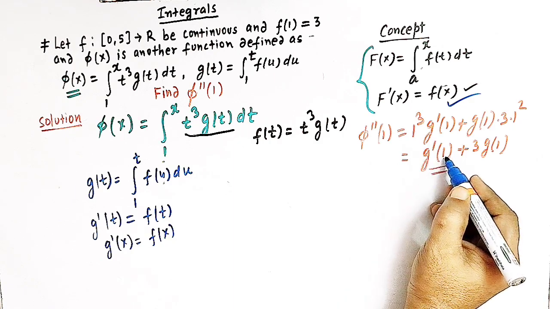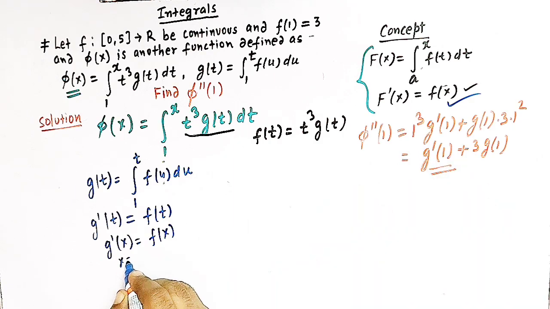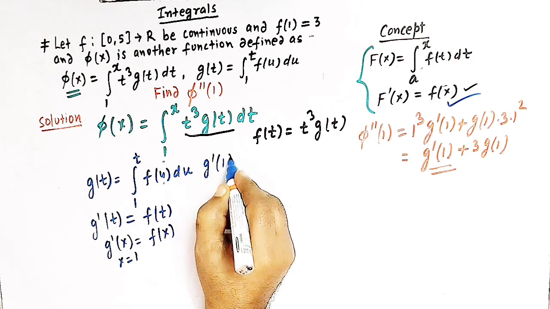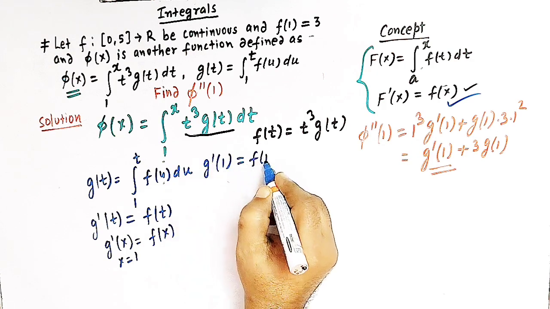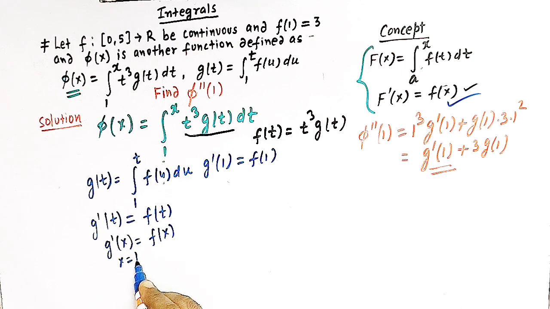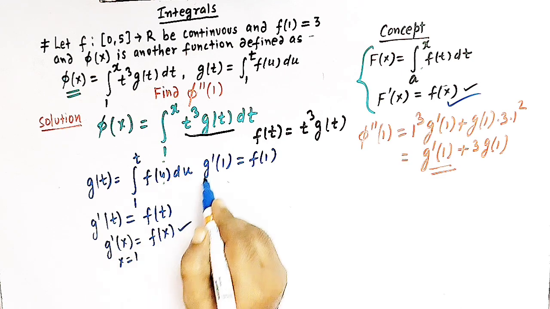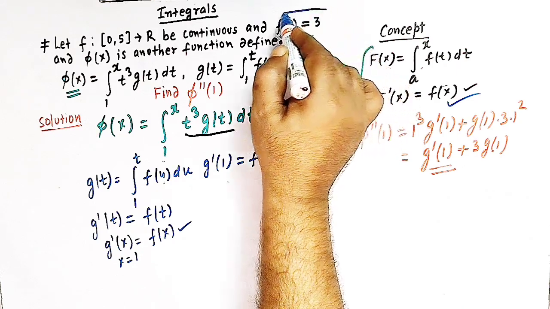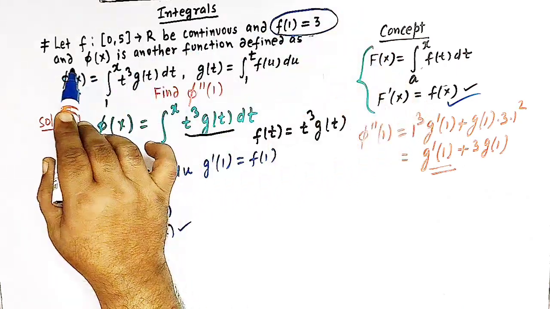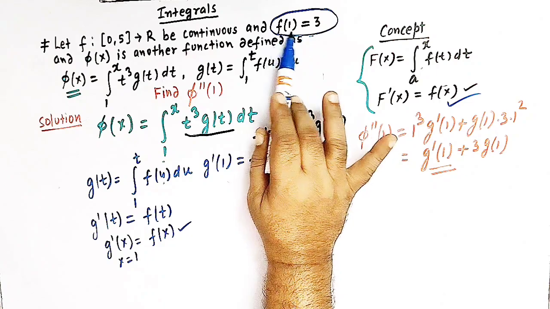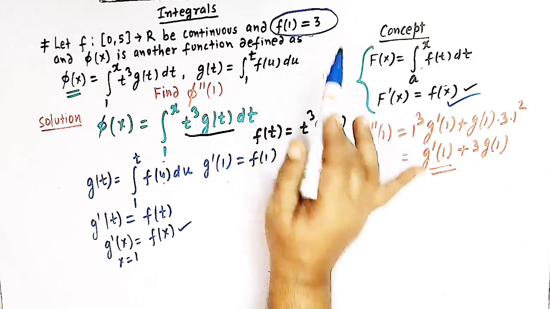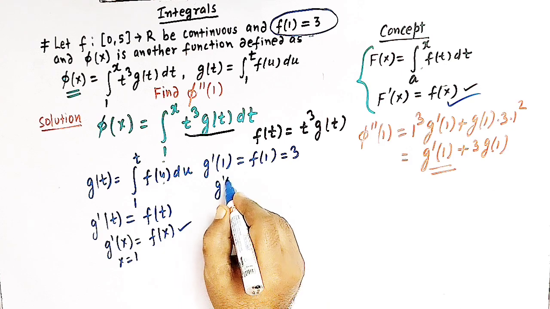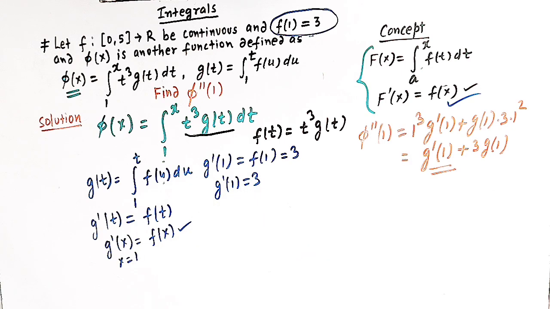And here we have g prime of 1. So if we replace x by 1, then we have g prime of 1 is equal to f of 1, right? Taking x is equal to 1 in this expression. So g prime of 1 is equal to f of 1, and from here we can see that in the given problem we are given the value of f of 1 as 3. So here we can take 3. So g prime of 1 is equal to 3.